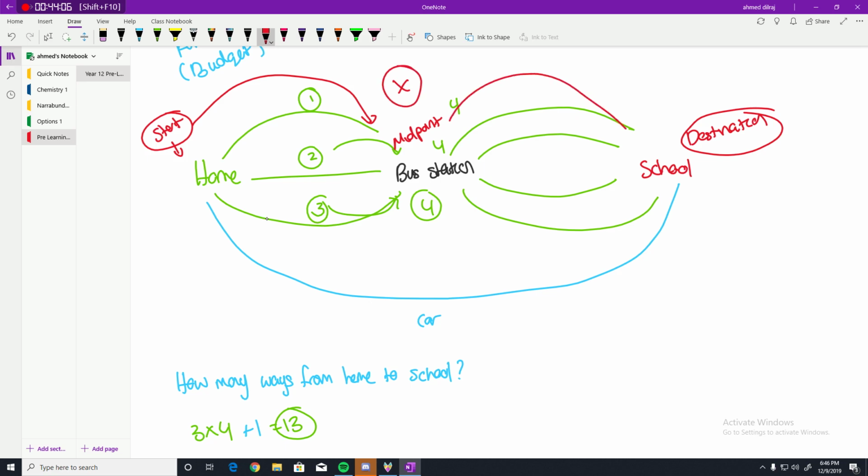So multiply through that. However, if we have something that goes directly from the start to the end, to our destination, without going through any midpoints, we just add it. We add the car, but we multiply the possibilities to get to school from the bus station because we have to stop halfway in between.